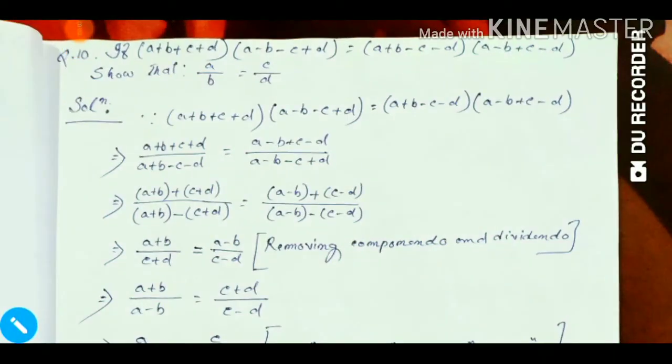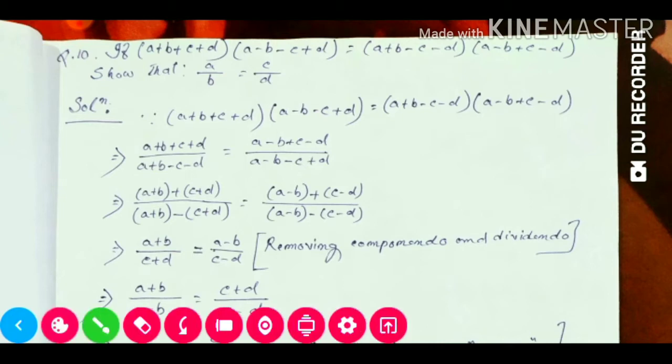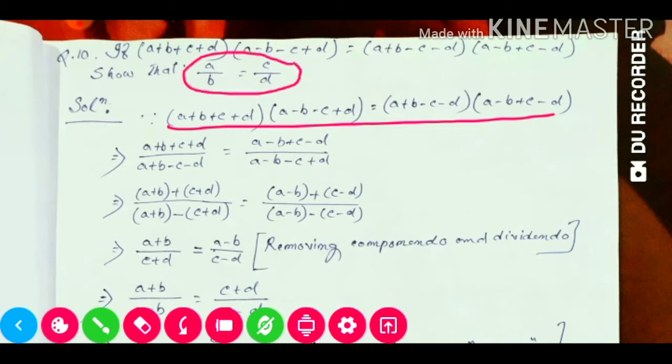If a plus b plus c plus d, that means this part is equal to this part, then we'll show a divided by b is equal to c divided by d. This one we need to show. So already given in our question, this part is equal to this part. So here we need to arrange this nicely to prove this is equal.